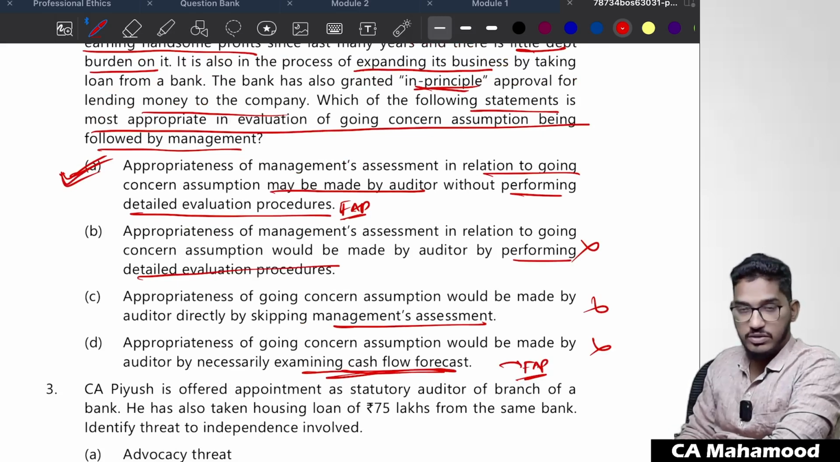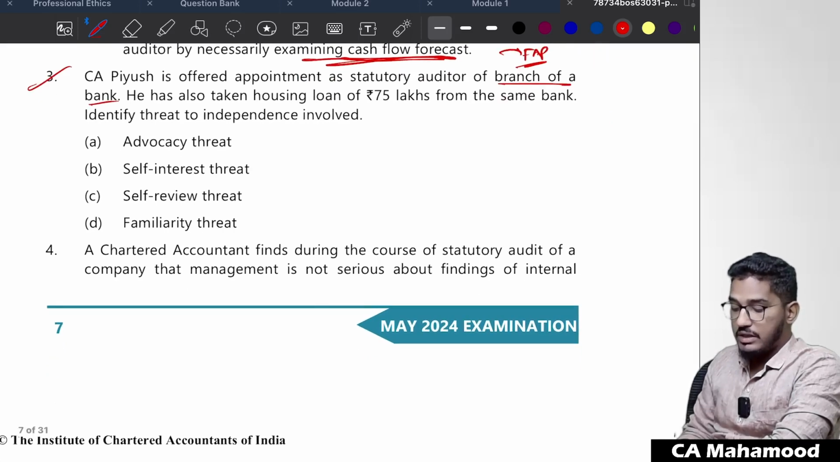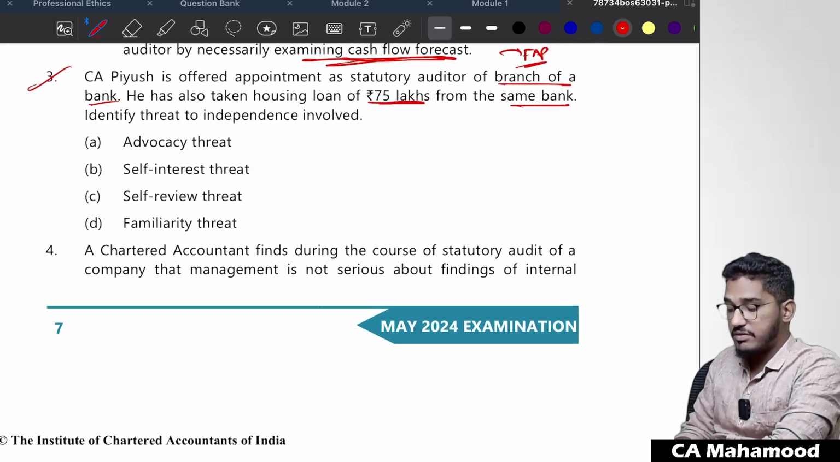Option A sounds very much fit here. Next one. CA Piyush is offered appointment as statutory auditor of a branch of a bank. He has also taken a housing loan of 75 lakhs from the same bank.